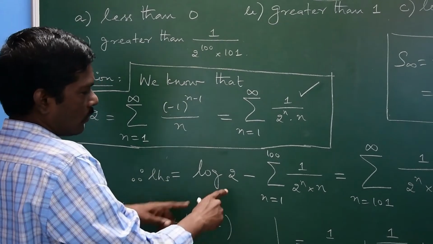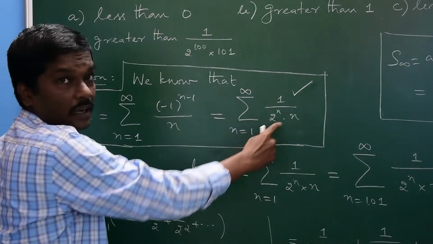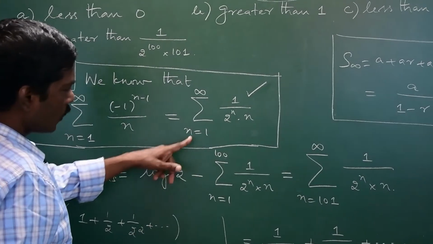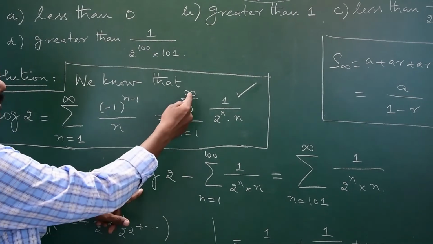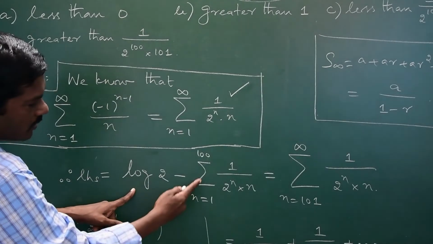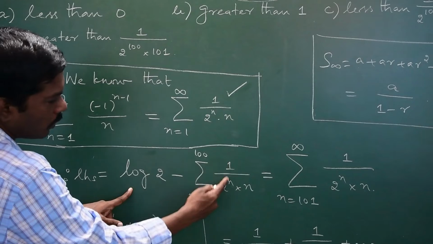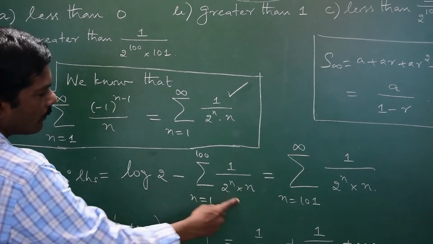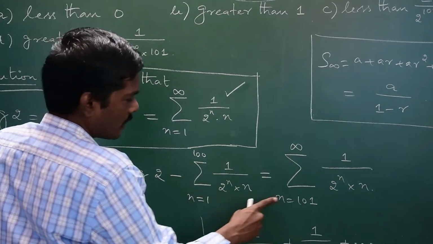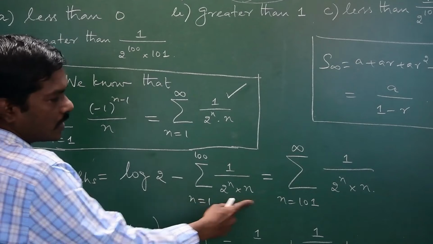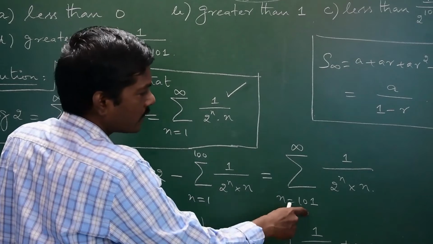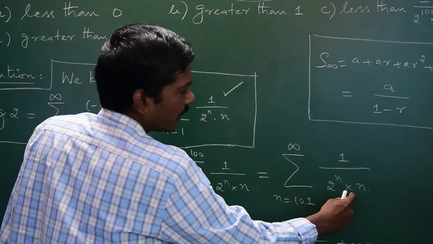And we know that log 2 is this, right? So we write log 2 as summation over n equals 1 to infinity of 1 over 2 power n times n, minus summation over n equals 1 to 100 of 1 over 2 power n times n. What you get when you subtract is that up to 100 terms get cancelled. So the summation starts from the 101st term to infinity of 1 over 2 to the power n times n.